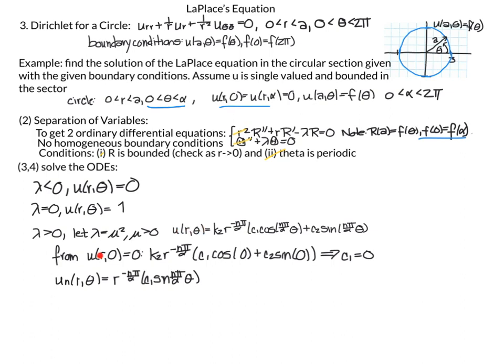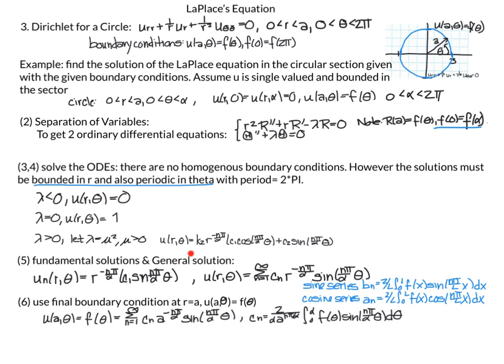But we have a boundary condition, which is u(r, 0) = 0. So I plug that in, and I find that c1 is equal to 0. So now I have u_n(r, θ) = r^(nπ/α) c1 sin(nπθ/α). And then we have our fundamental solutions: r^(nπ/α) times sin(nπθ/α). Remember, the c1 here was equal to 0.